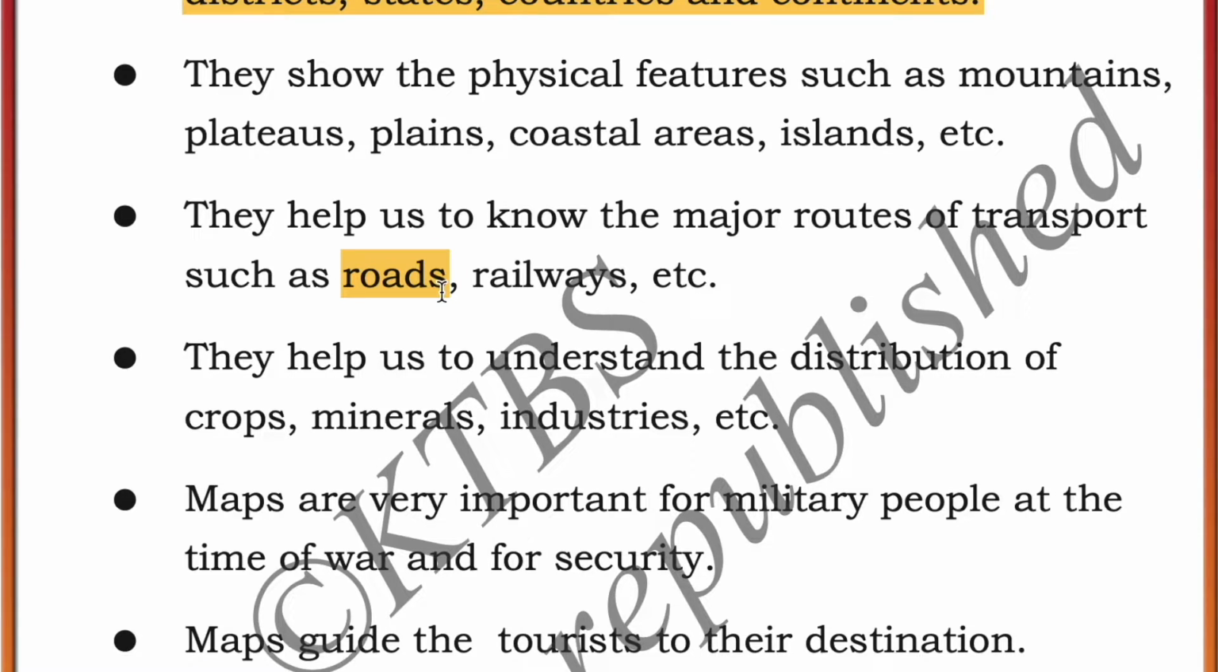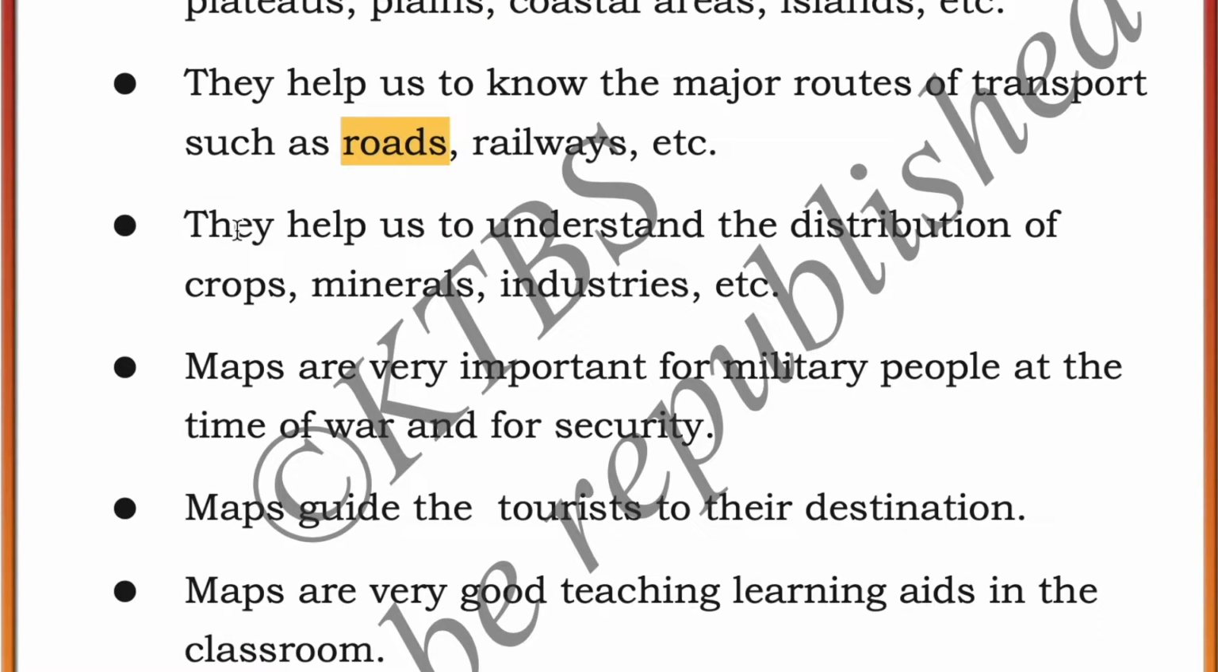Google Maps comes to mind whenever you read about such a use. Whenever you want to know how to get to a particular place, nowadays Google Maps has done an excellent job in mapping even the most remote areas of India. Once you have internet with you, you can use Google Maps to find out routes to different places of your interest. The other way maps help us is to understand the distribution of crops, minerals, and industries.